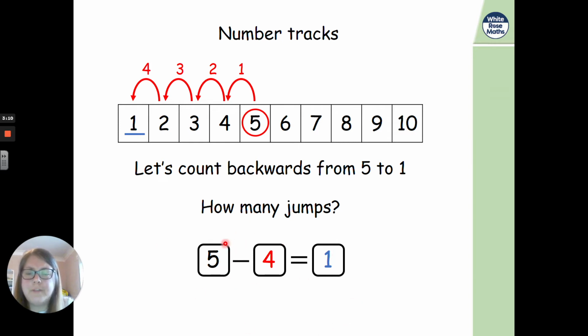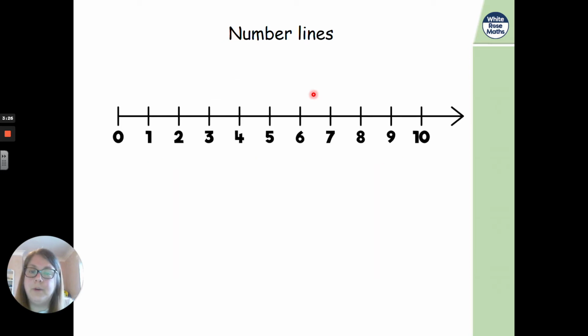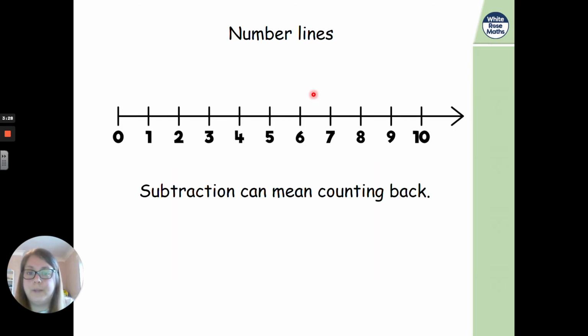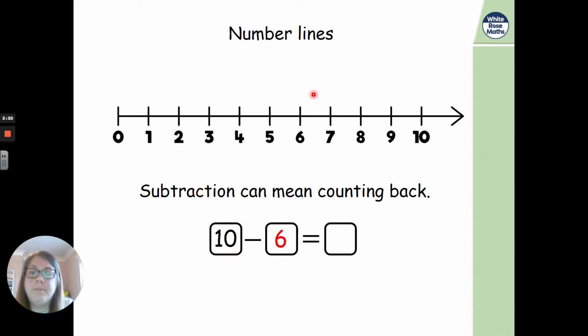So this is a little bit of a trickier way around it, okay? Because what we might do now, and we'll probably do some more of this tomorrow, is we'll do 5 take away however many jumps gives us our answer. But this just helps us show our method of number tracks. So let's have a look at our number line. So here's a different one as well. So subtraction can mean counting back.